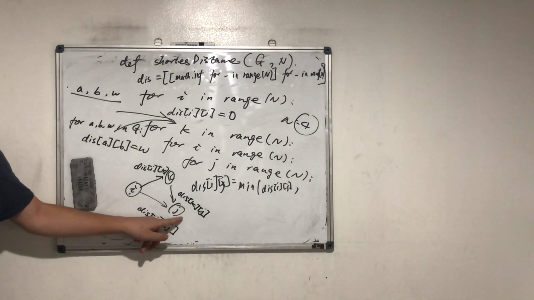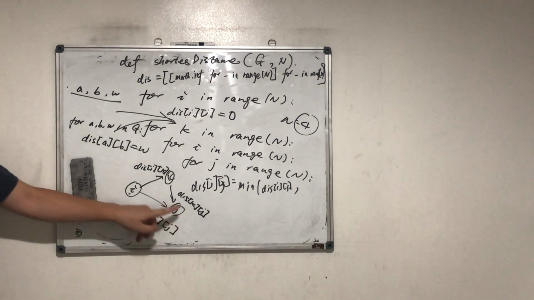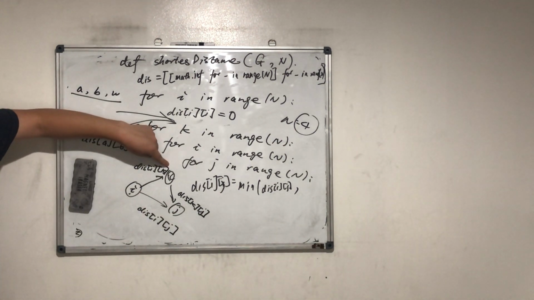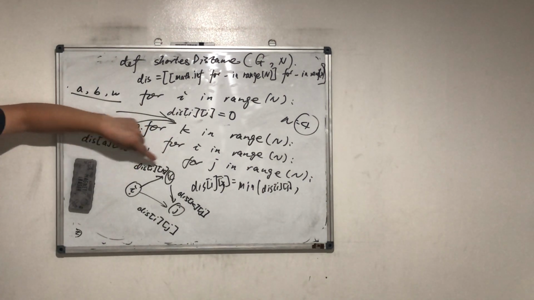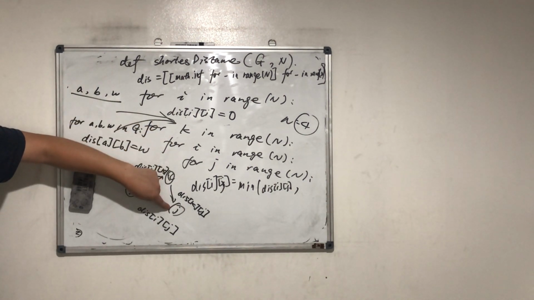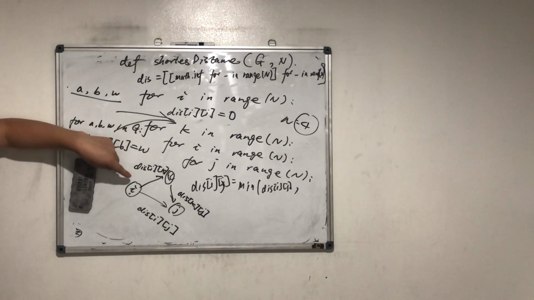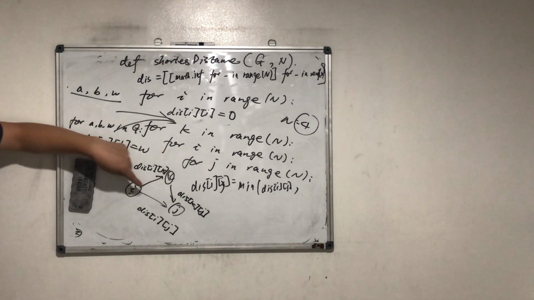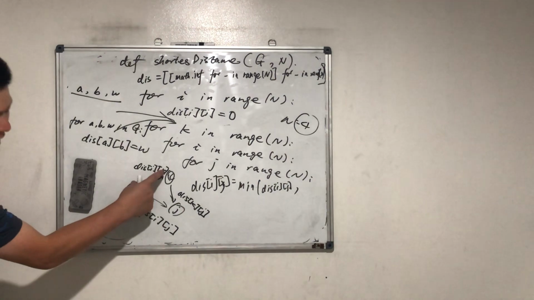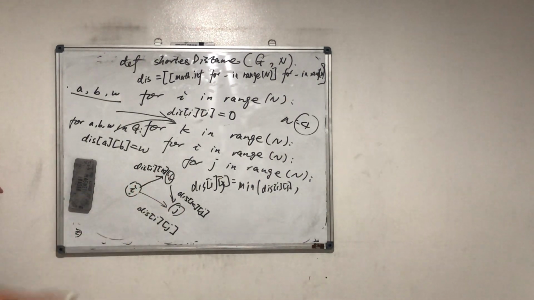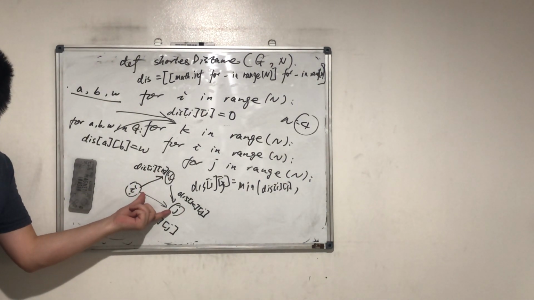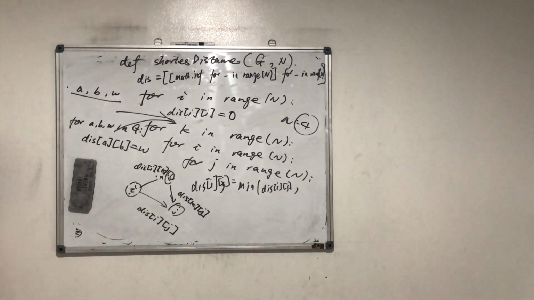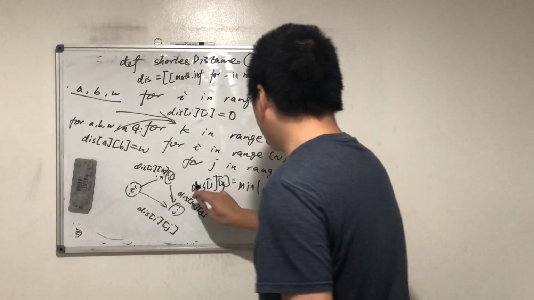Look, if this Ik plus this Kj is smaller than which part? Ij. If this bit plus this bit is smaller than this bit, we update this bit to this bit plus this bit. Got it? So we can write using the min.